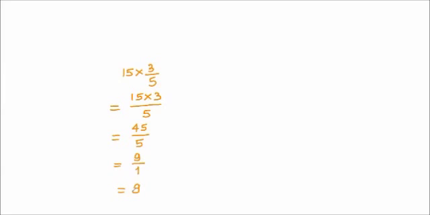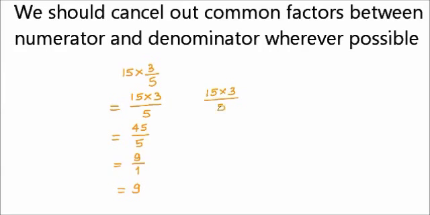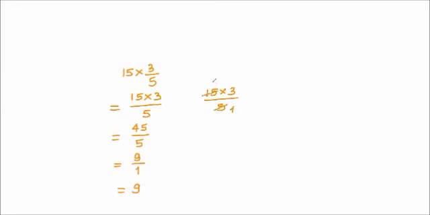Now, instead of doing multiplication first and then again cancelling out, what we can do is start from this step, 15 into 3 upon 5. Here I can cancel out the common factors between numerator and denominator. So 5 1s are 5, 5 3s are 15, and hence this becomes equal to 3 into 3, 9 upon 1, which is equal to 9. So cancelling of common factors between numerator and denominator is called reducing the fraction to the lowest form.